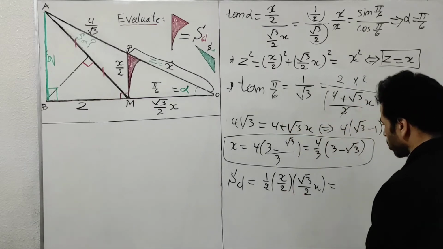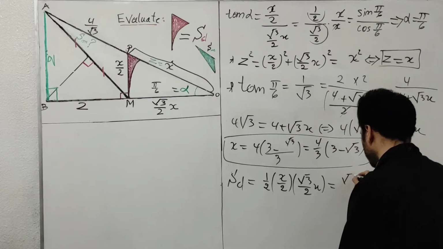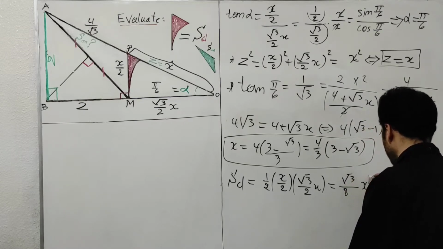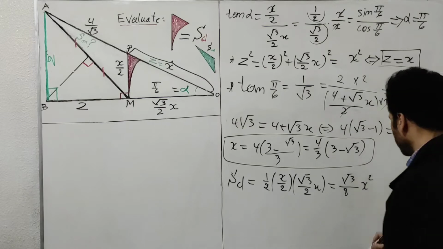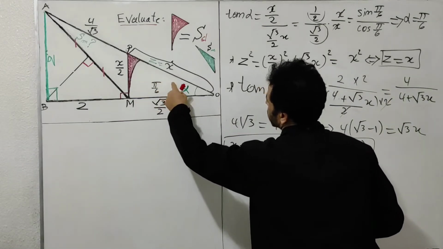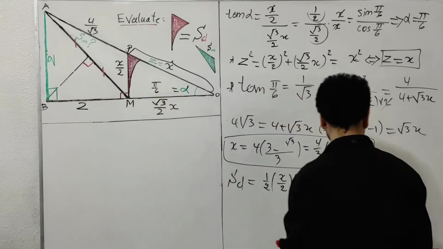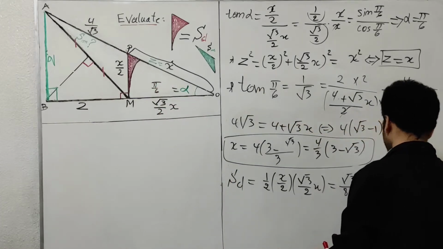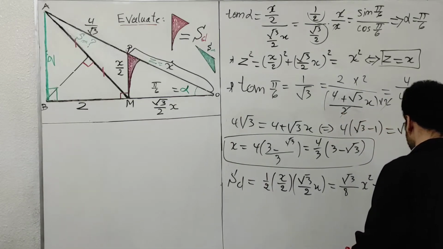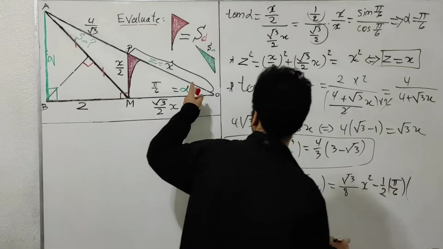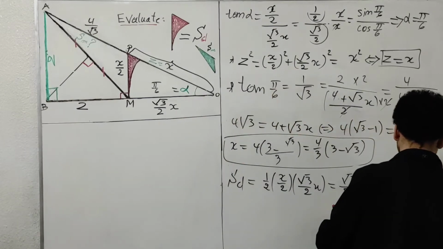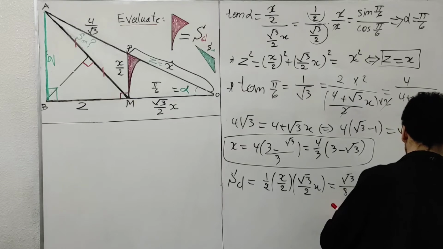So after simplification, I will get square root of 3 divided by 8 multiplied by x squared, minus the area of this sector of the circle, which is minus half multiplied by this angle, which is pi over 6, multiplied by the radius squared. The radius in this case is square root of 3 over 2x, squared.